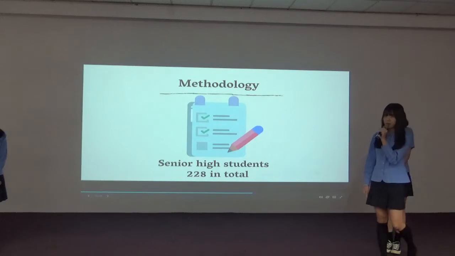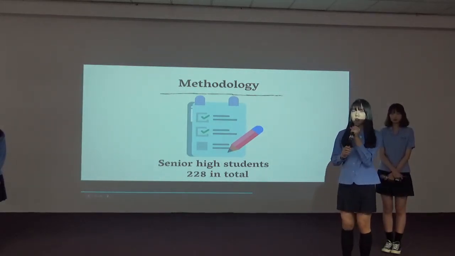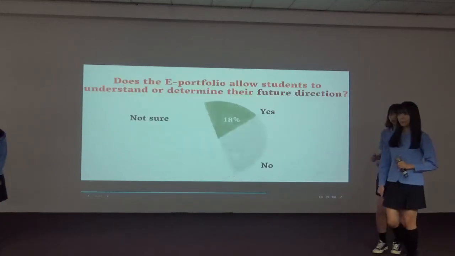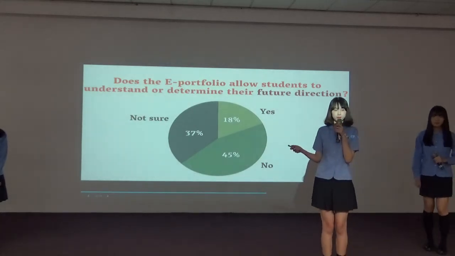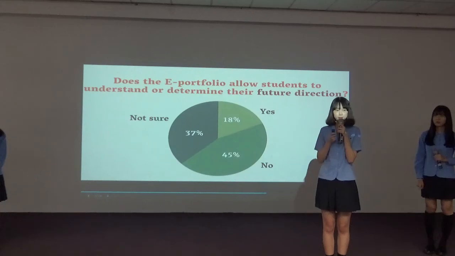After looking at the past reports, let's move on to the result of the questionnaire and discuss whether students want to abolish it or not. We sent out questionnaires to the senior students in Taichung and received 228 in total. Finally, we can summarize the study results. First, we asked if the e-portfolio helped students understand or determine their future direction. The chart shows that most students don't realize or are not sure whether doing the e-portfolio helps them to determine their future direction. But there are also a small number of students who think the e-portfolio is helpful.